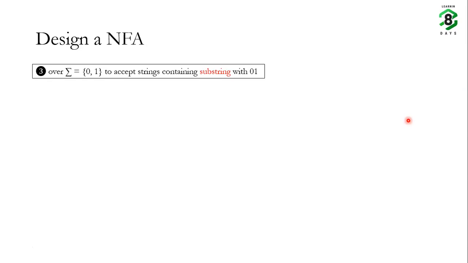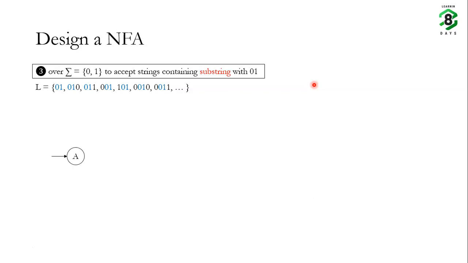This problem is to design a NFA over input alphabet 0, 1 to accept strings containing substring 01. Now as you remember, in the case of a substring, the substring may occur in the beginning of the string, or it may occur in the end of the string. It may also occur in the middle of the string. So the language will consist of all possible strings in which the substring could occur in the beginning, or in the end, or even in the middle. So all these kinds of strings should be accepted by our NFA.